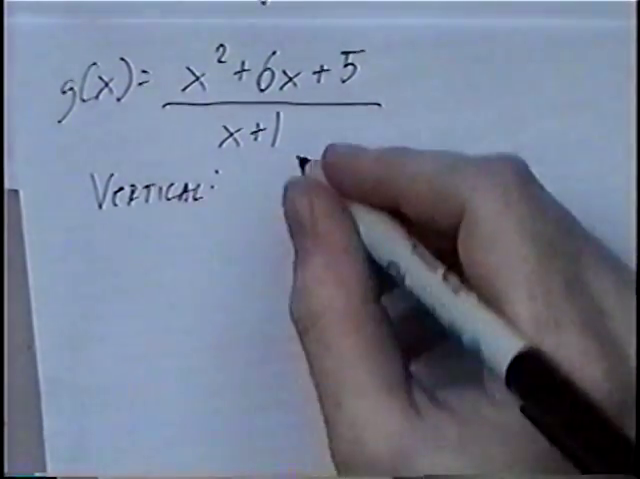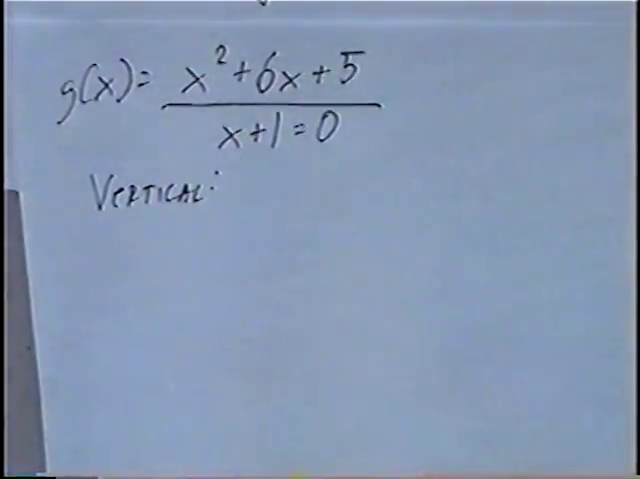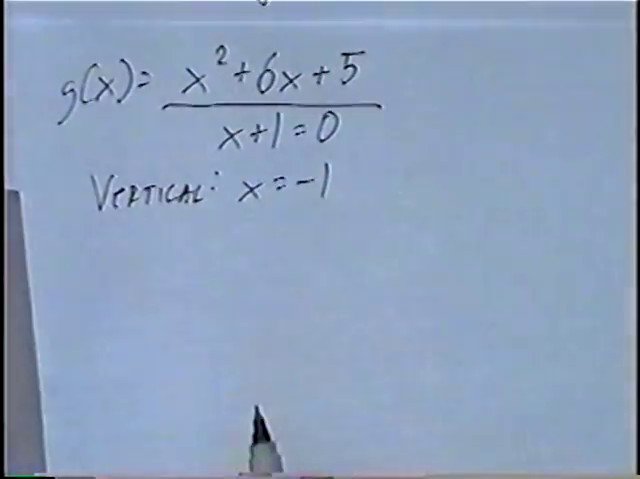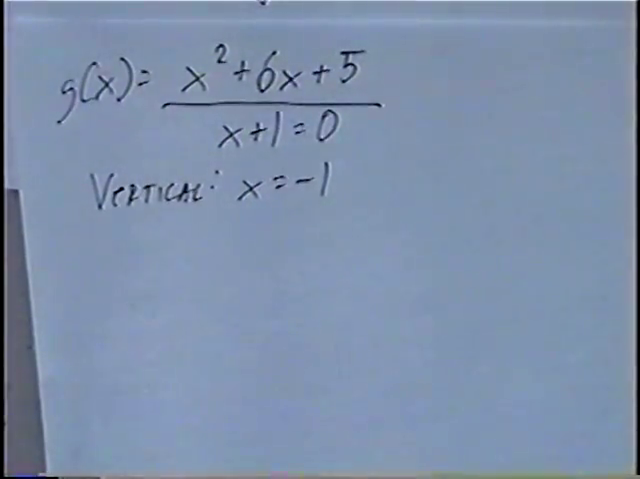Vertical again is where the denominator will be equal to 0 or undefined. X plus 1 equals 0. Solving x plus 1 equals 0, we will have x equals negative 1.